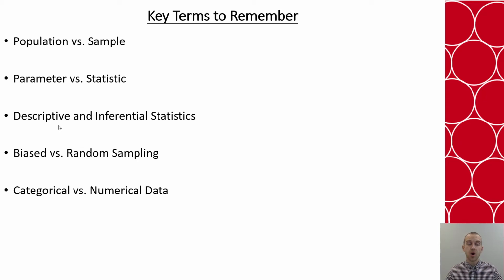As we sample, we want to avoid convenience and bias sampling and go for random sampling whenever possible. And then it's important to understand that we do sometimes use categorical data to look at our grouping, but also that we can do more diverse and complex types of statistics once we have numerical data.